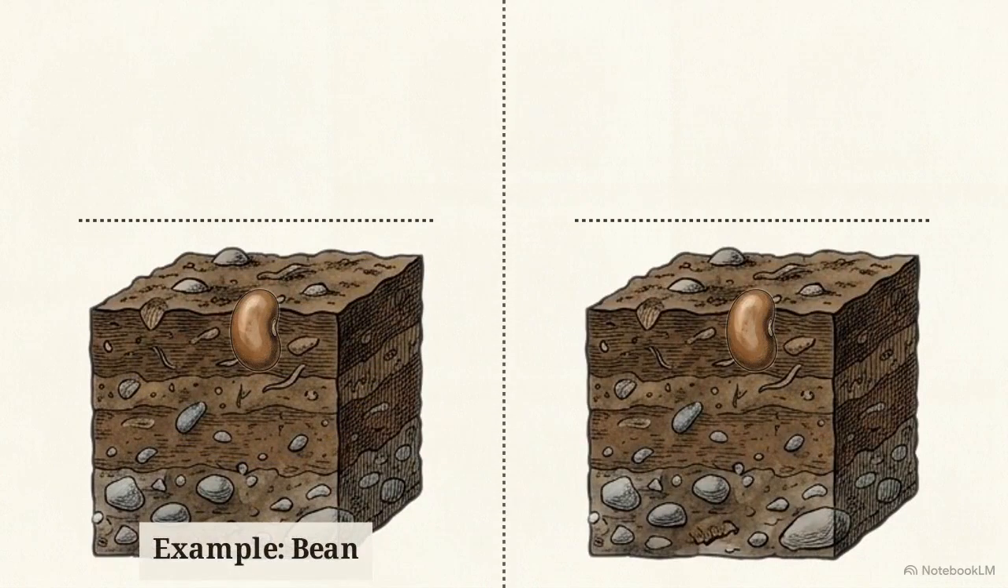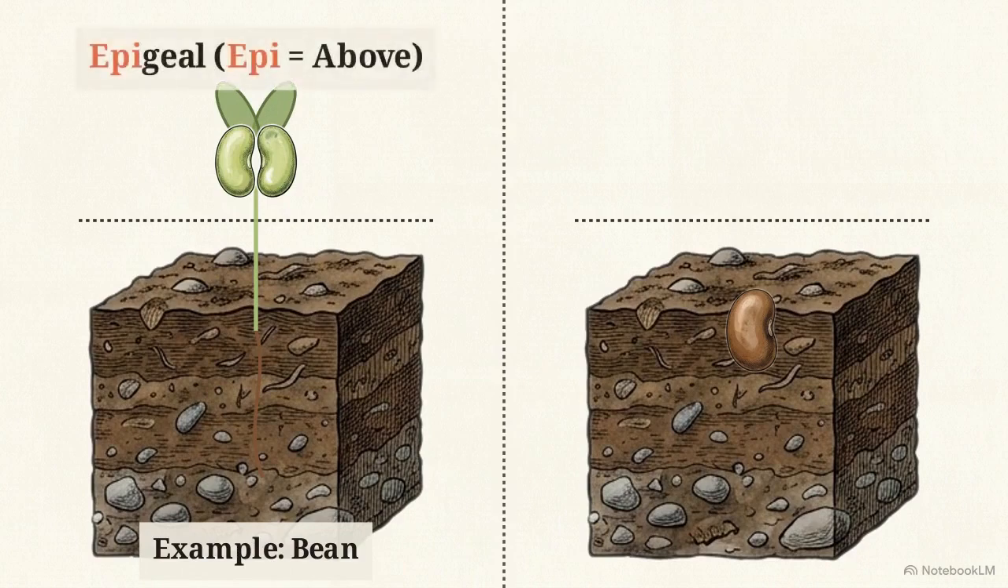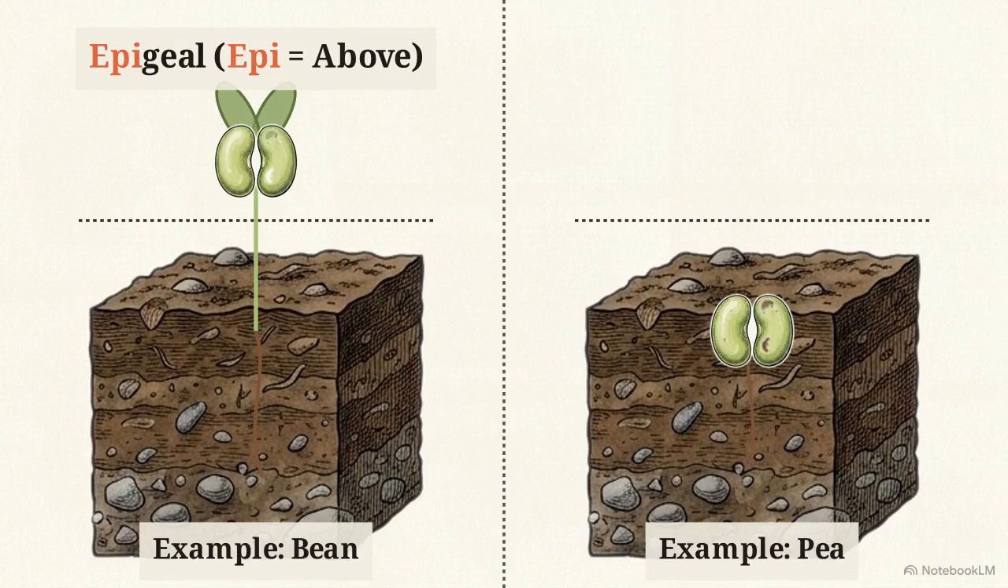Looking at the left side of this comparison panel, we see a bean seed. Notice how the 2 cotyledon halves are pushed physically upward, breaking above the soil line. Because the prefix epi means above, we call this epigeal germination.